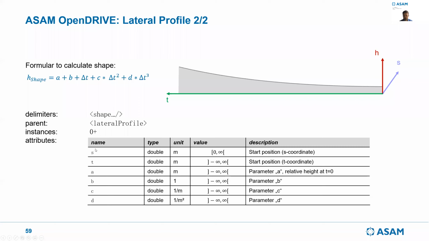Yes, and then we have our familiar attributes of the lateral profile. Then we have S and T, of course, where it is supposed to be applied, and then the 4 parameters. So I could, for example, define a road shape like this, or you could probably define something like this as well. And of course, what you can do is add different lateral profile definitions next to each other if you want to have a more complex road shape, for example, when you want to define ruts or so.